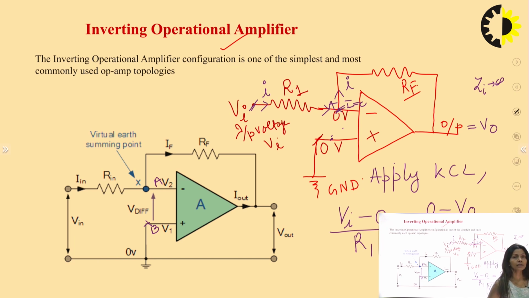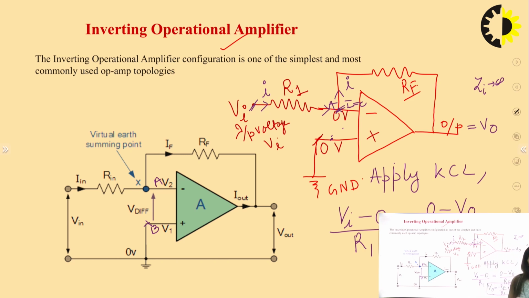So there are only two concepts. First is the virtual ground concept, and the other is to apply Kirchhoff's current law, and you can solve all the numericals by this method. First is your virtual ground concept for an ideal op-amp, and then you can apply Kirchhoff's current law at this particular node, and you are going to get the answer in just a single step.